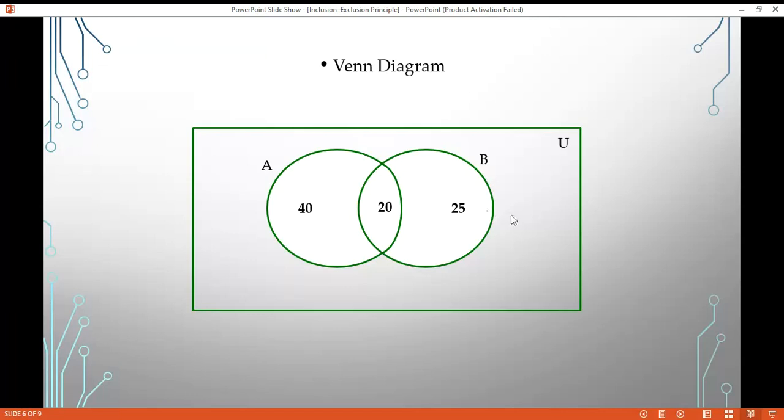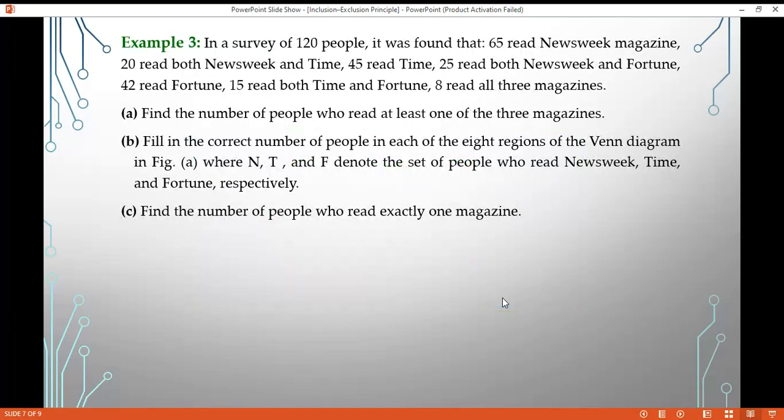Okay, now to find the complement: this whole region is the universal set. If we subtract A union B from the whole universal set, we get the remaining part, which is our 55, already calculated in our question. So by the Venn diagram we can represent it like that. Clear? Okay, now let's take another example.